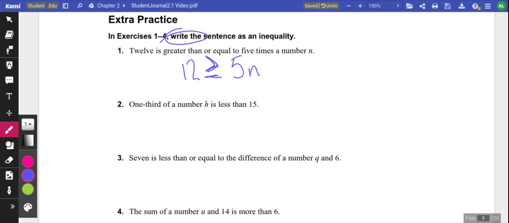Okay, and then always remember to add the little line when it's greater than or equal to, or less than or equal to. Okay, don't forget about that. It's easy to forget.